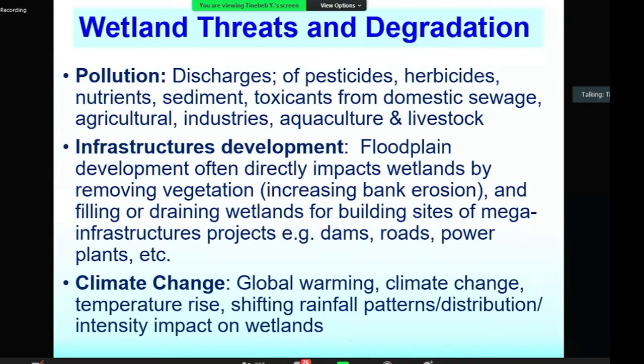directly impacting wetlands by removing vegetation, which also increases erosion, and filling of drainage wetlands for building sites of mega infrastructure projects. Examples include dams, roads, power plants, etc. And then finally, the main threat for wetlands is climate change: global warming, temperature rise, and shifting of rainfall patterns, or distribution of intensity, impacts on wetlands.